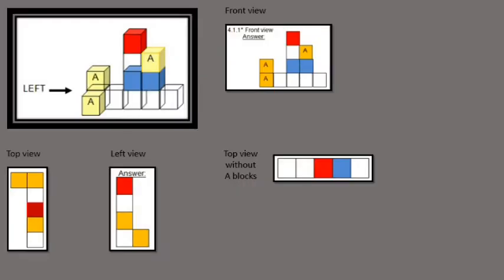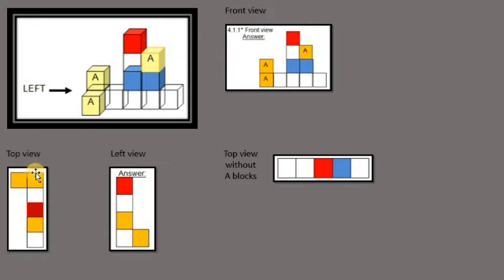Okay, let's look at the first example. This is the shape that they give us, and they tell us that this is the left side. So what will be the front view? The front view will be the part that we see now. A, open block, open, blue, open, red, open, blue and A, open, blue, A and open. So this is the front view.